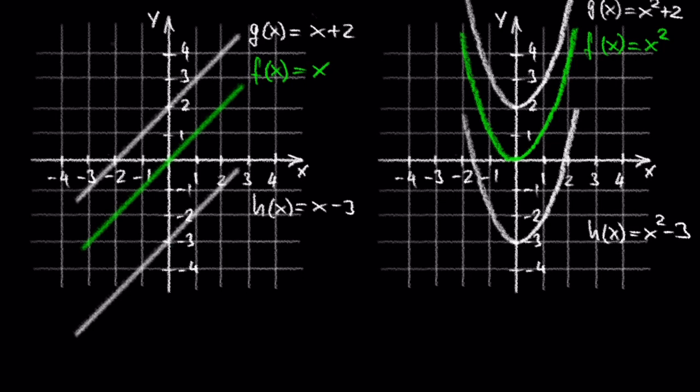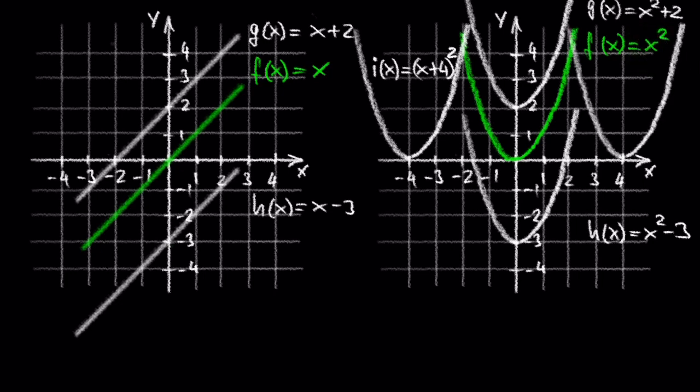To move the graph of a quadratic function, for example, 4 units to the left, we have to plug in x plus 4 instead of x into the function notation. So we can write i of x equals (x plus 4) squared. And to move the graph of a quadratic function, for example, 4 units to the right, we have to plug in x minus 4 instead of x into the function notation. So we can write j of x equals (x minus 4) squared.